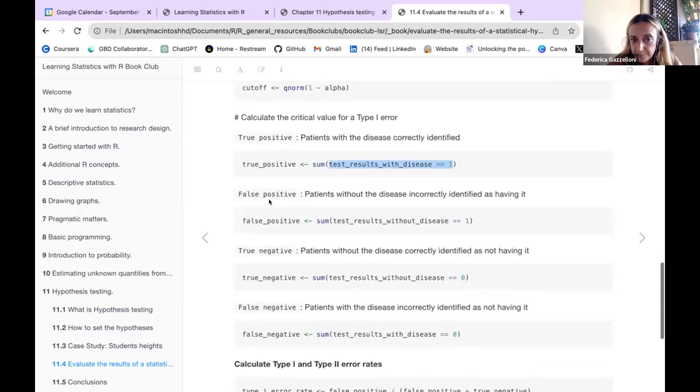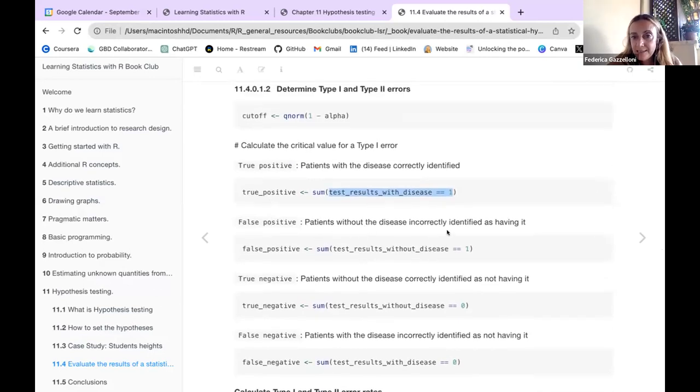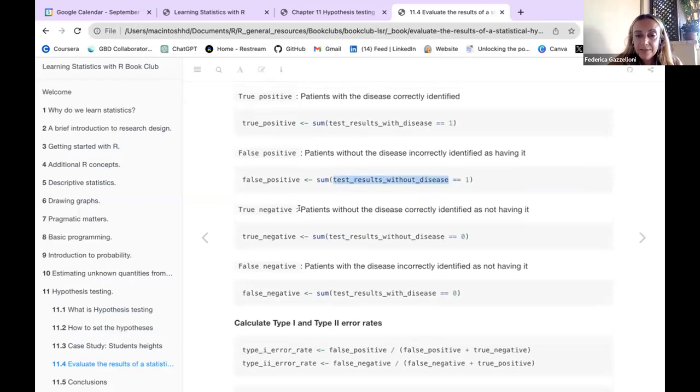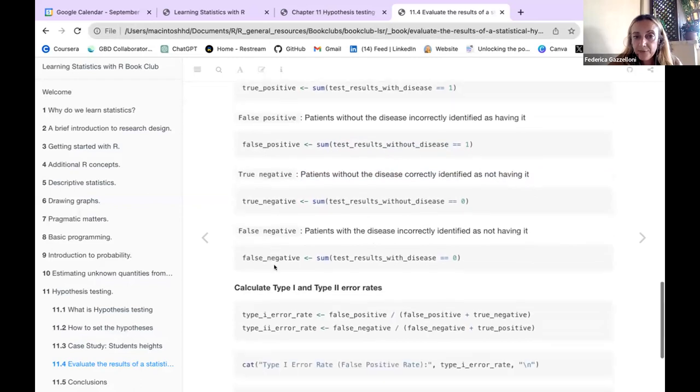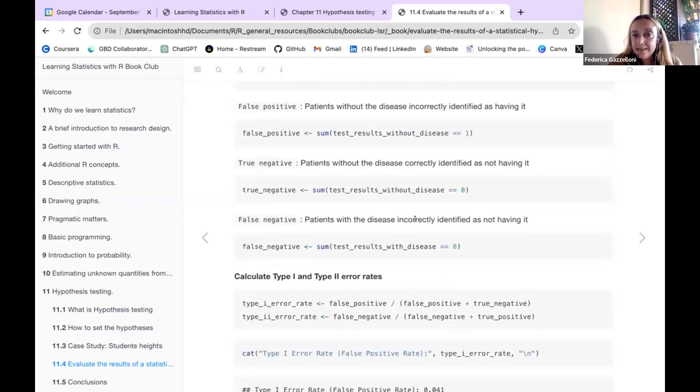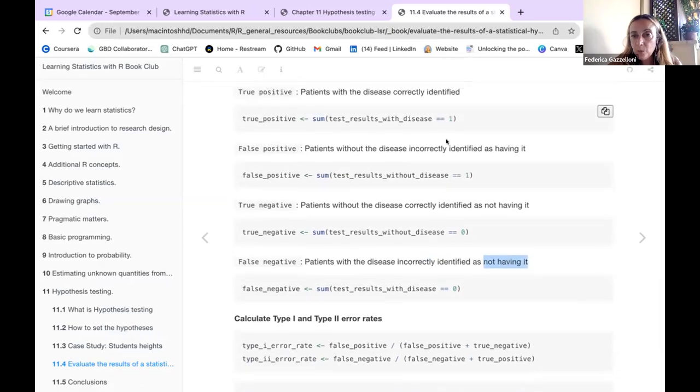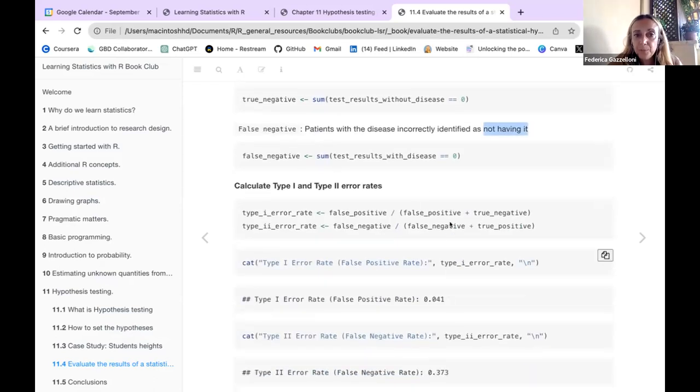The false positives are the patients without the disease, which are incorrectly identified as having the disease. And so these are the sum of all the test results without the disease. While the true negatives are the patients without the disease correctly identified as not having the disease. So we have true positive, true negative, false positive, and false negative. False negatives are the patients with the disease which are incorrectly identified as not having the disease. Okay, positive is 1, negative is 0.